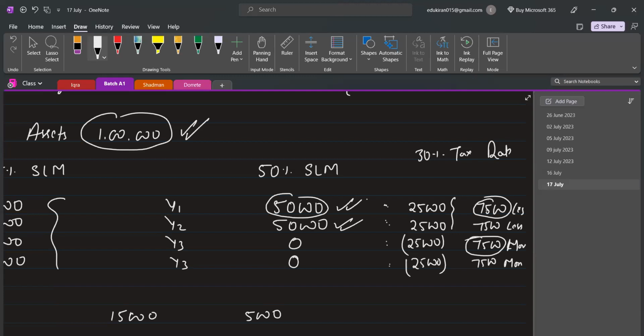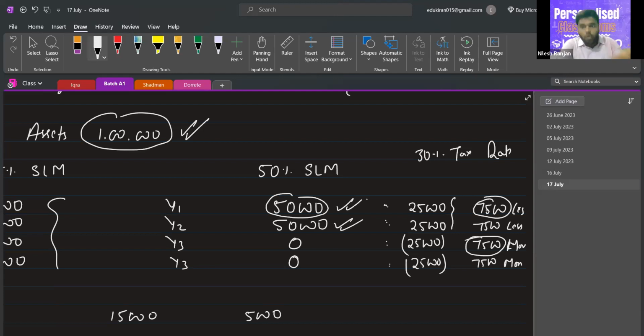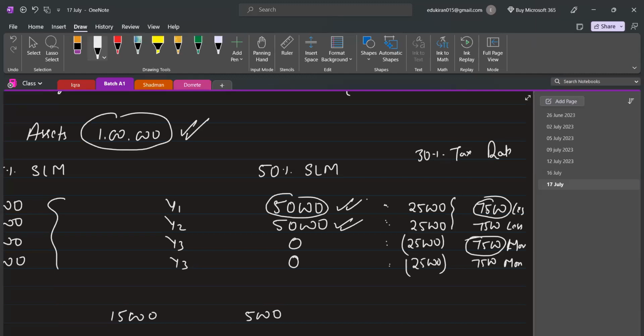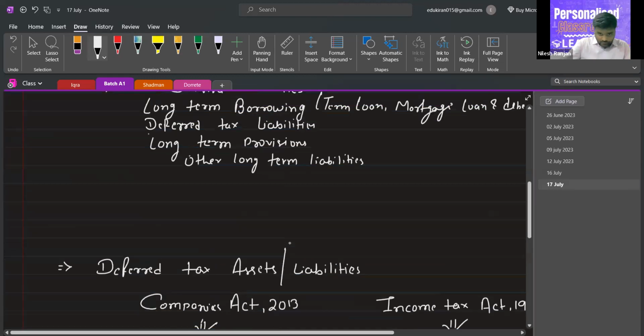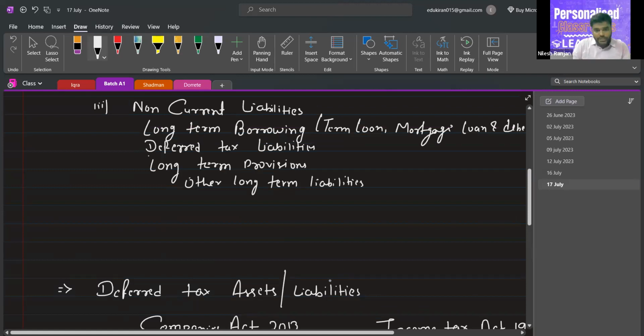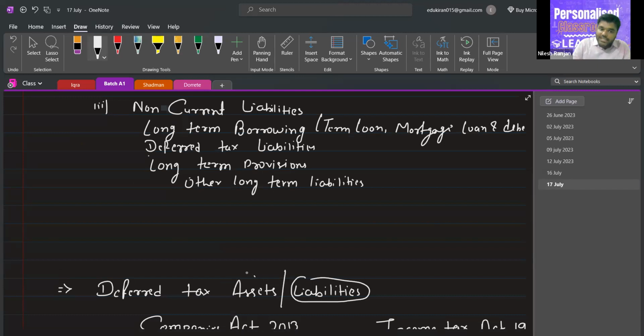And if you are paying 7,500 lower in the current year, then you will pay 7,500 higher in a future year, and this is your liability. Yes, sir. Got it. So that's why it is called deferred tax liabilities and deferred tax assets. If you have to pay in future, then it is a liability for you, and if you will save in future, then it is an asset for you. Deferred tax assets and liabilities. Okay, sir.